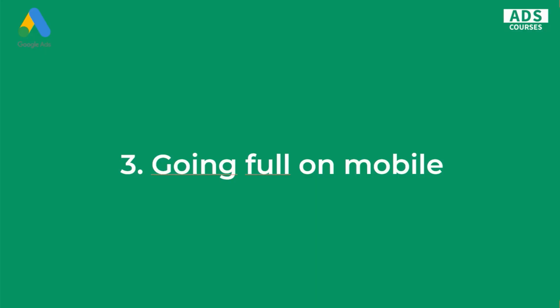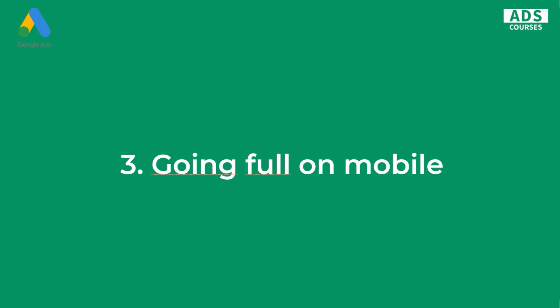Okay, so the third one is very easy. It's going full on mobile. A lot of people create GDN campaigns and they don't decrease bids on mobile. For some businesses, that's okay, but a lot of campaigns will waste money on mobile. So in my opinion, if you don't target mobile users specifically, you should decrease mobile bids in GDN. And I would say by default, by minus 40% at the beginning.